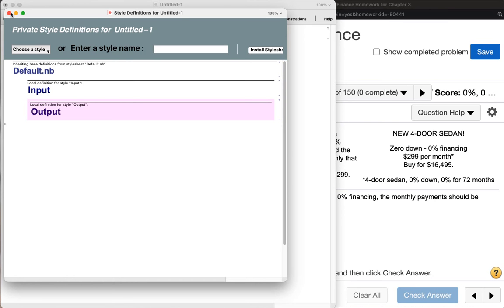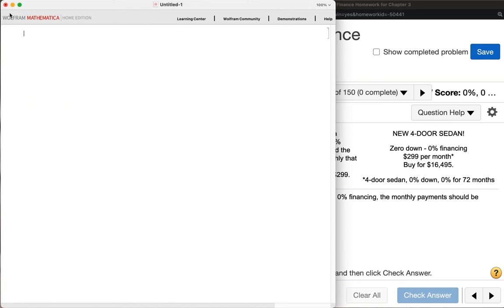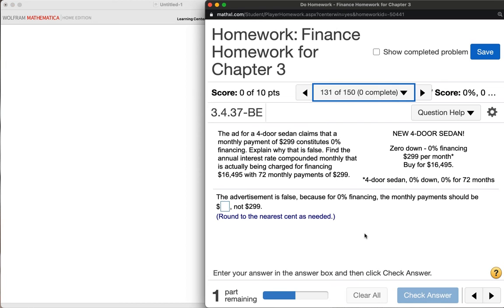Okay, so I'm going to close this window. Okay, so let's look at problem 131. Let me just circle this with my marker. This is problem 131. Okay, the ad for a four-door sedan claims that a monthly payment of $299 constitutes 0% financing. Explain why that is false.